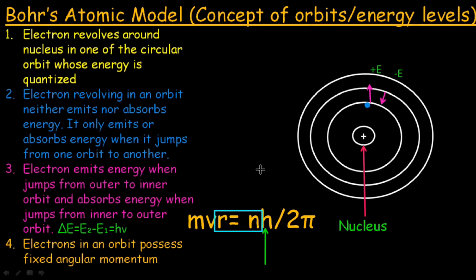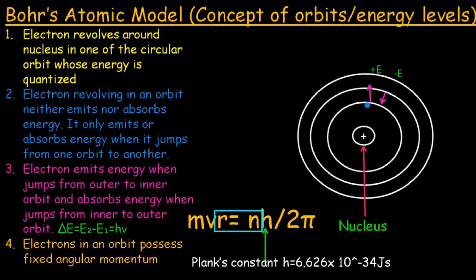h is Planck's constant, that is equal to 6.626 times 10 to the power minus 34 joule second. And pi is equal to 3.14. In this equation, only radius and principal quantum number are the variables. The principal quantum number n is the value or number that is assigned to every orbit, and its value starts from 1, 2, 3, and so on and ends at infinity.